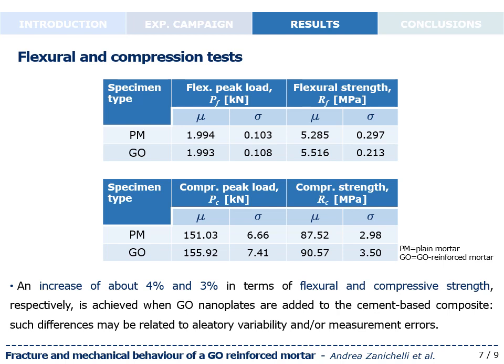In particular, it can be highlighted that only a modest increment, that is about 4% and 3% in terms of flexural and compressive strength respectively, is achieved when GO nanosheets are added to the cement-based composite. Moreover, such differences may be more related to the aleatory variability and measurement errors than to the effectiveness of GO addition.